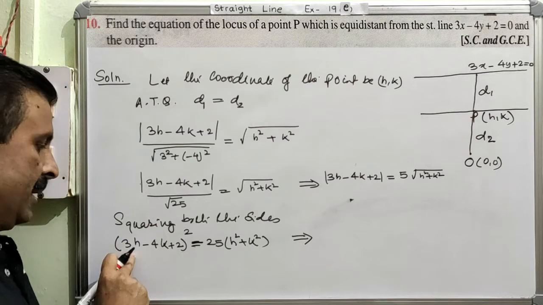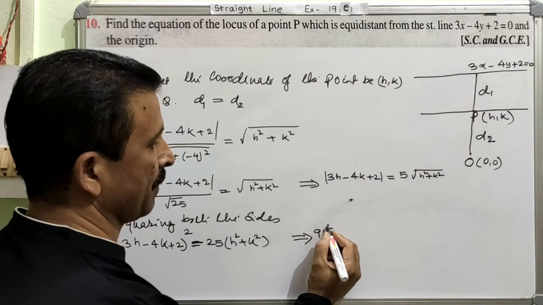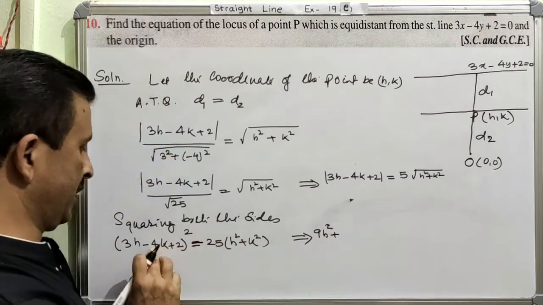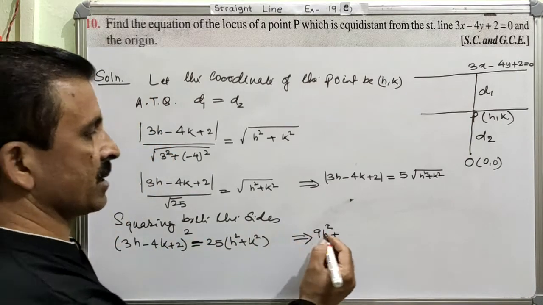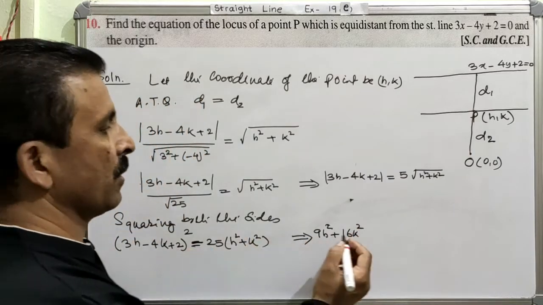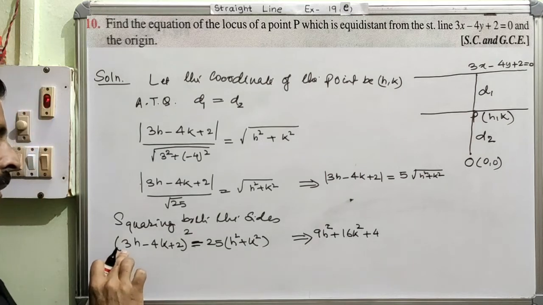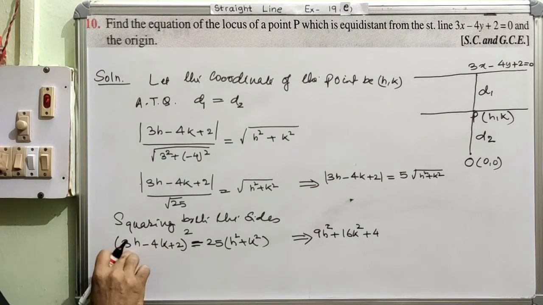So we are applying. So this square means 9h square, right? Plus this is square, right? So this will be 16k square. Then this square is 4. So all the square is done. Now minus plus here, this one, when you take these two, one is positive, one is negative.